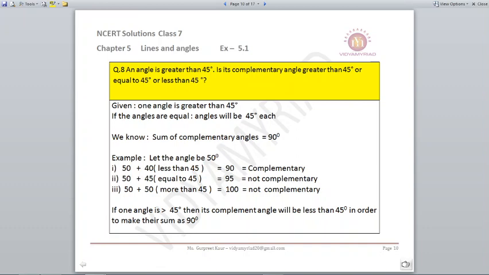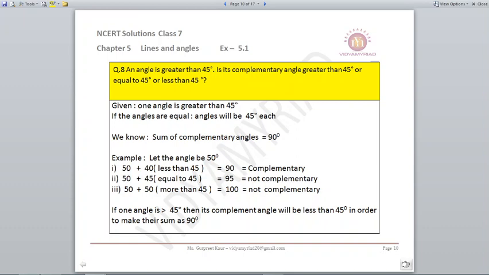Now we are told that its complement, what will be the other angle? Will it be greater than 45, equal to 45 or less than 45? So in the first case, 50 is already there, I will add 40 to this. Now 40 is less than 45, and the sum is equal to 90 degrees, so they are complementary. If 50 is there and I put 45, then 50 plus 45 is 95, it is not complementary at all, it should be 90. And then if 50 is there and I add more than 45, say 50, it will be 100, which is not complementary.